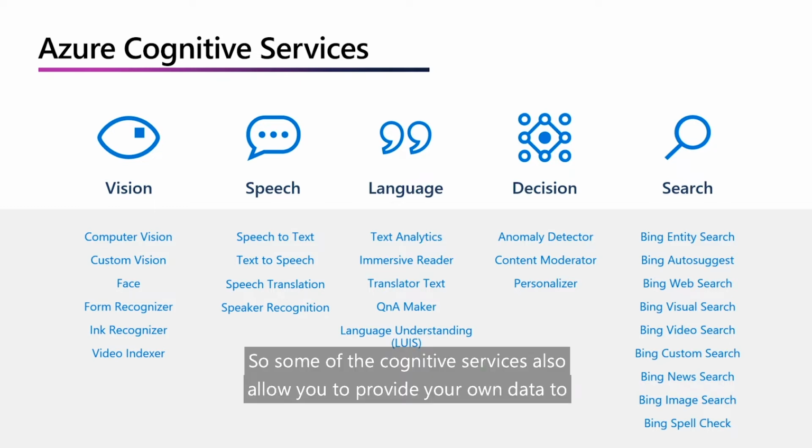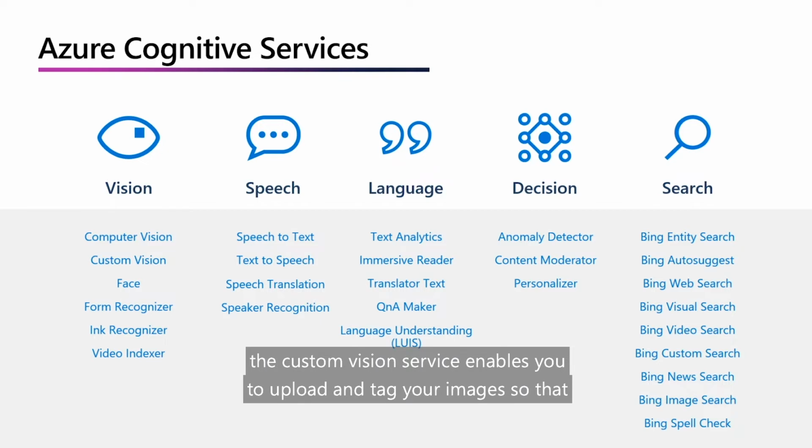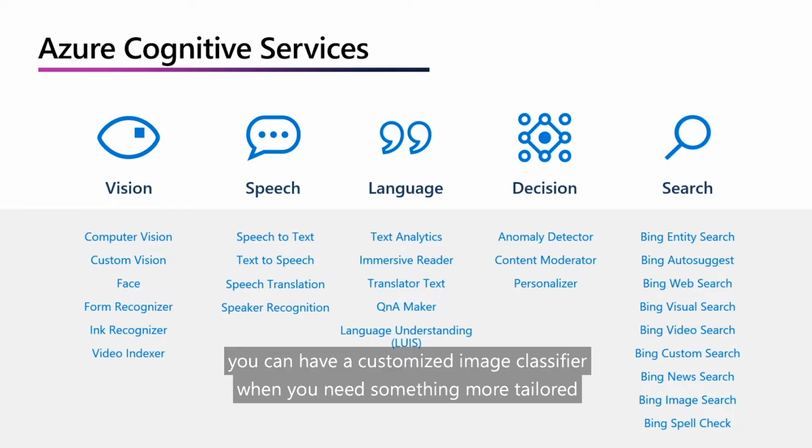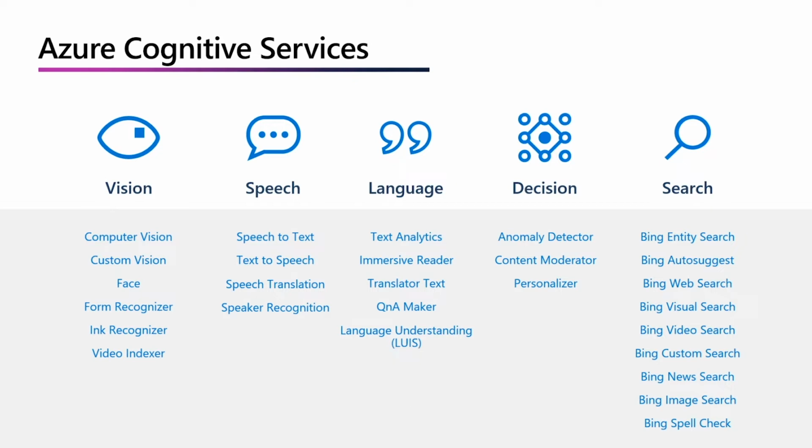So some of the cognitive services also allow you to provide your own data to easily train up your own models. For example, the custom vision service enables you to upload and tag your own images so that you can have a customized image classifier when you need something more tailored to your scenario. Similarly, we also have custom speech, custom voice, custom search, and others under different categories.